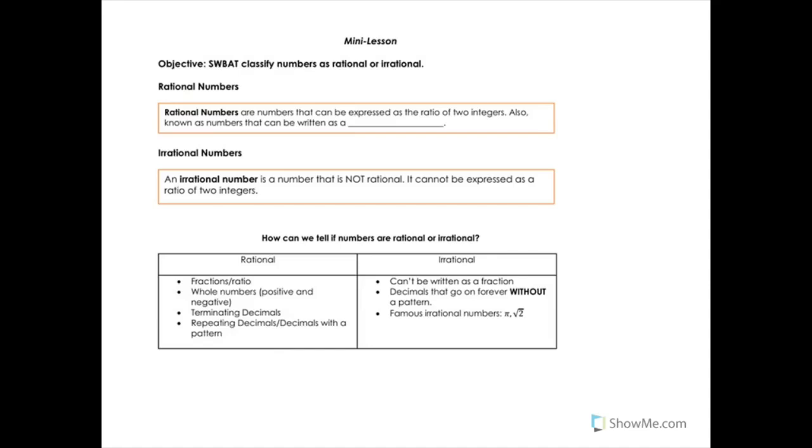Today's objective is to be able to classify numbers as either rational or irrational. So we're going to be given numbers, and our job is to figure out into which of these two categories it falls. Now, when we talk about rational, there's one word that you should be able to recognize in that word. When we see the word rational, I see the word ratio.